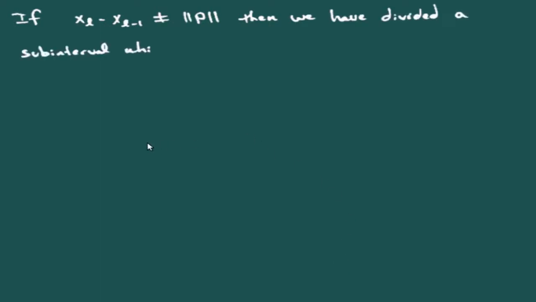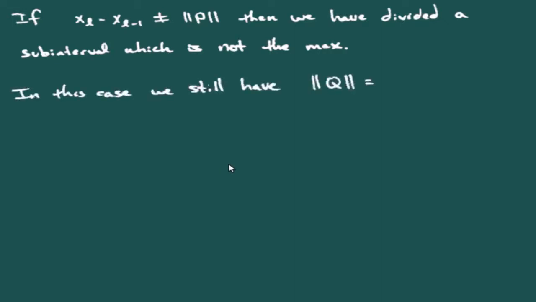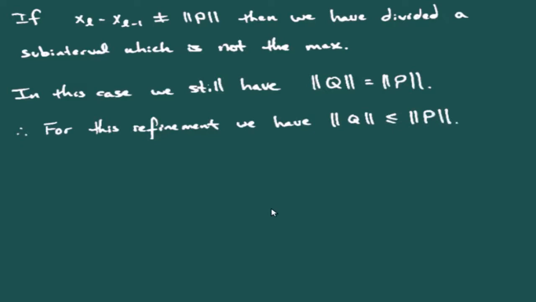In the third case, if x_L minus x_{L-1} is not equal to the max, then we've subdivided an interval that doesn't make any difference. And so the norm of Q still remains the norm of P. In all of this, what can we say if we make a refinement? Basically our norm is going to decrease possibly. So the norm of the refinement Q is less than or equal to the norm of P.